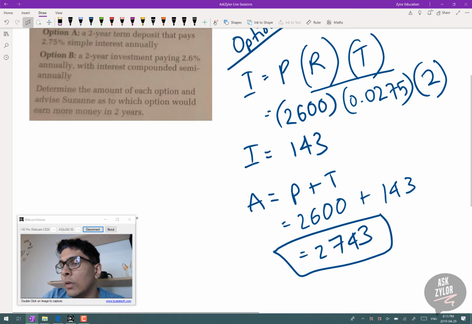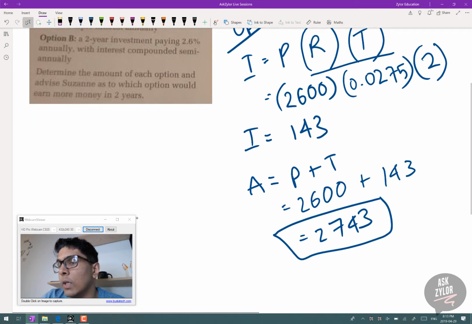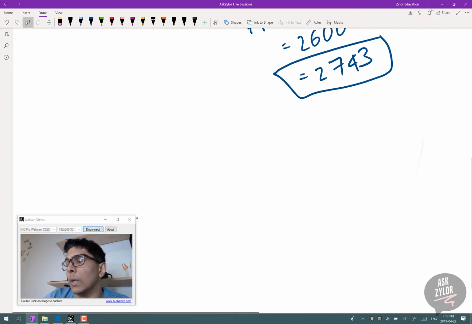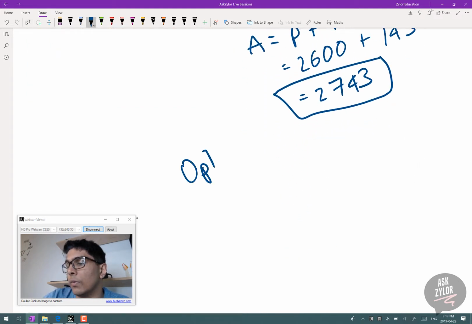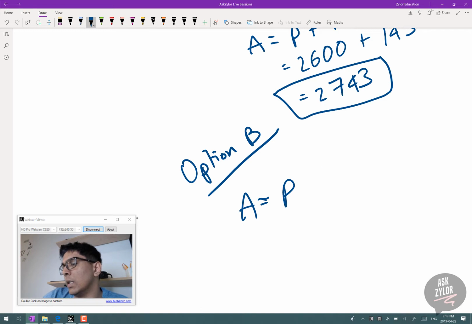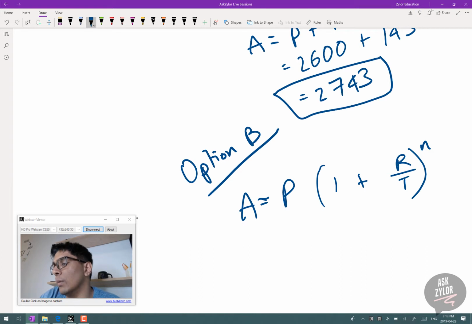So option B, or option 2, would be a 2-year investment paying 2.6% annually with interest compounded semi-annually. So that's important. So our equations are going to be different. So for option B, I have my amount is going to be my principal times 1 plus my rate over time. And then I have something over here. So my n is going to be how many terms it is going to go through.